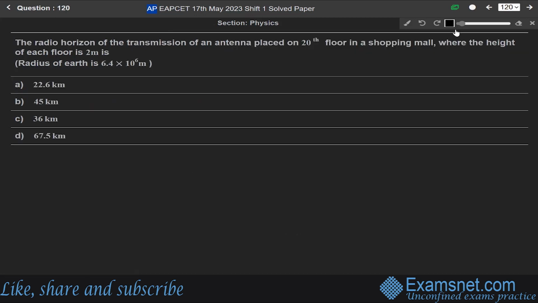Okay, now next question 120. The radio horizon of the transmission of an antenna placed on the 20th floor in a shopping mall where the height of each floor is 2 meter is, okay, so this question is again from the chapter of communication system. It is asking about what? The radio horizon of the transmission of an antenna.